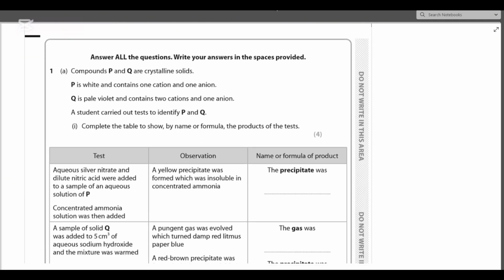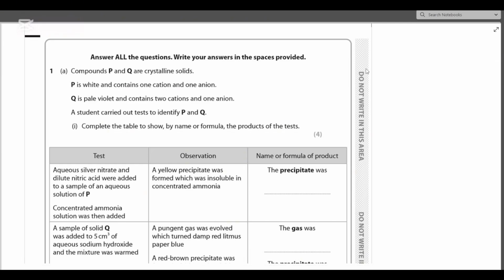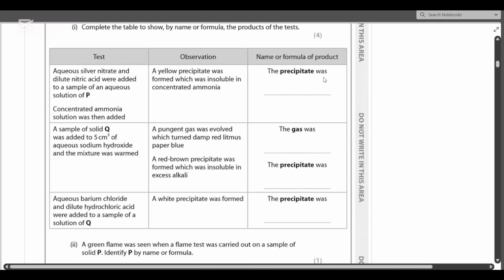The first question, as you can see, number 1 says compounds P and Q are crystalline solids. P is white and contains one cation and one anion. Q is pale violet and contains two cations and one anion. Now, a student carried out tests to identify P and Q. The task is to complete the table by giving the name or formula of the products of the tests. Now, as you can see, the tests are provided.